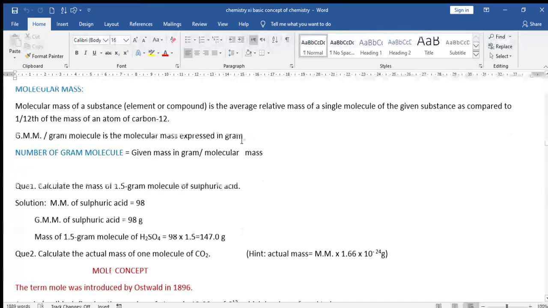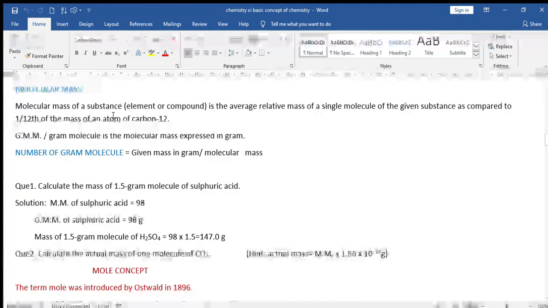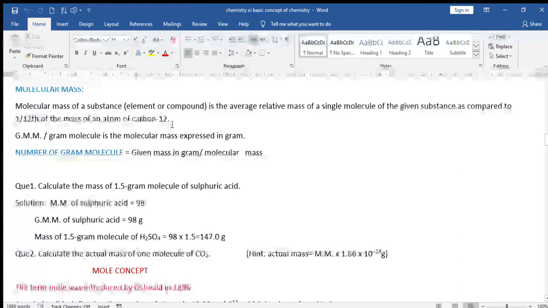Our next topic is molecular mass. As atomic mass is the mass of one atom, similarly molecular mass is the mass of one molecule. All of you know that when atoms combine together, they form a molecule. A molecule may be of an element or a compound. Molecular mass is also the average relative mass of a single molecule of the given substance as compared to 1/12 the mass of an atom of carbon-12.